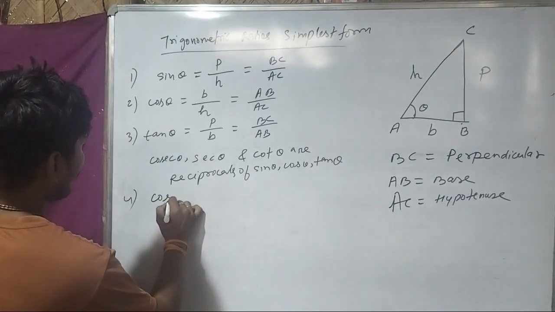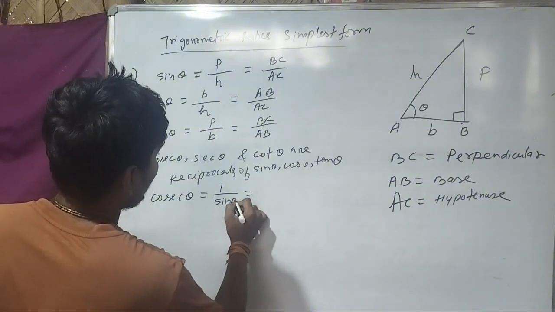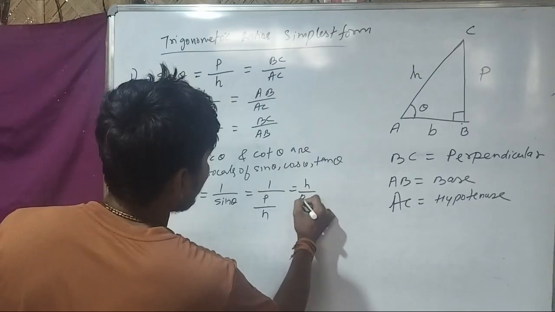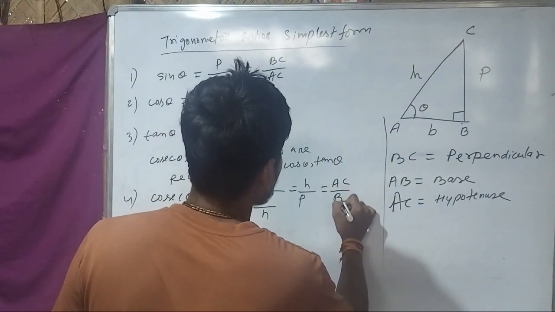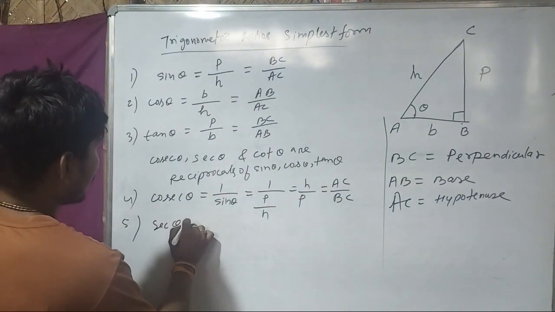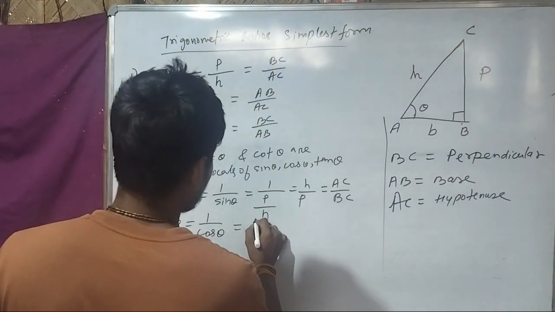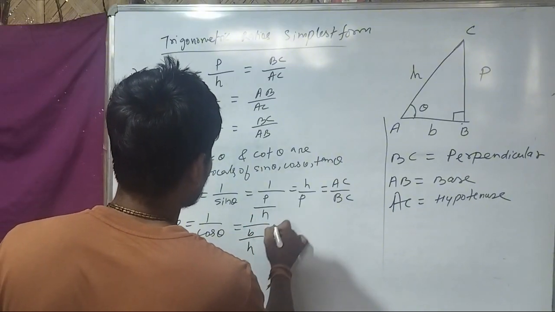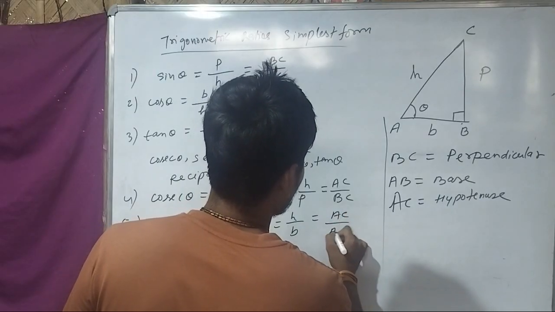Now see, cosec theta means 1 by sin theta. You can directly write it down. So 1 by sin theta means 1 by P by H. That will be H by P. That means AC by BC. Okay. Next, sec theta will be 1 by cos theta. It is 1 by base by hypotenuse. That is hypotenuse by base. That is AC by AB.